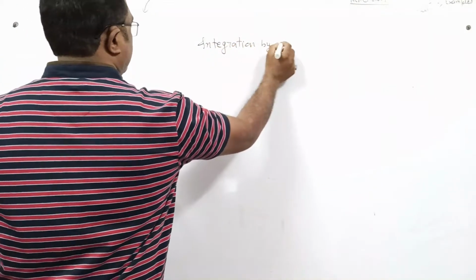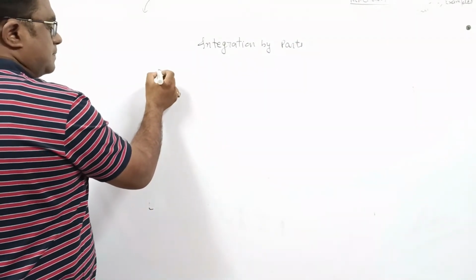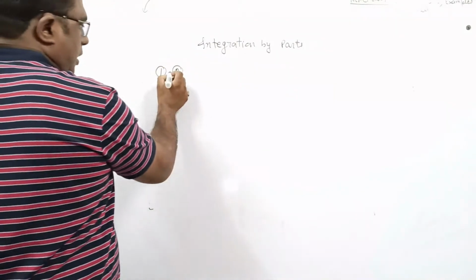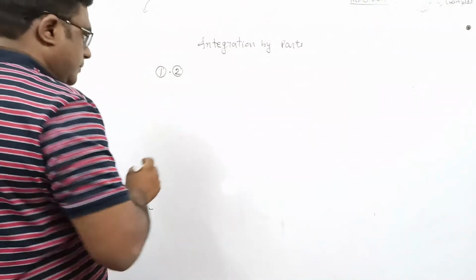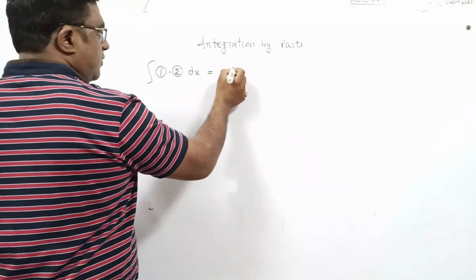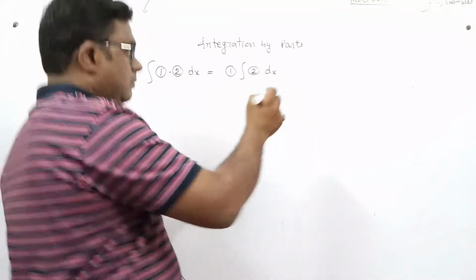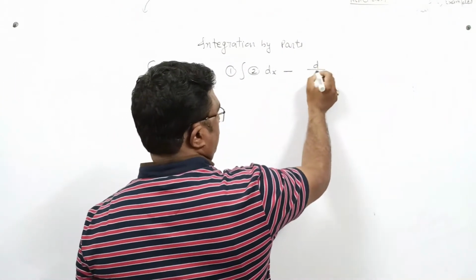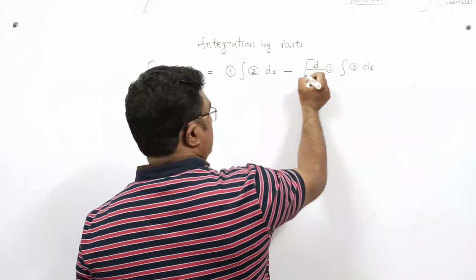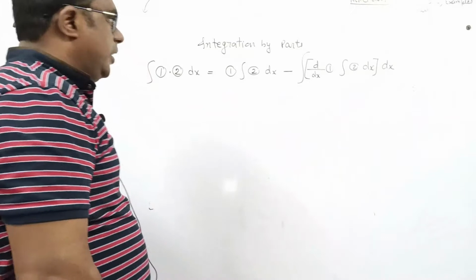Integration by parts. Suppose there are two functions. I am denoting those functions by two numbers 1 and 2. And as you can see, these two functions are in multiplication. I have to do their integration. Then in the first function, no change. Integral of the second function, minus sign. Differential of the first function, integral of the second function, and again integral of this whole value. This is called integration by parts.